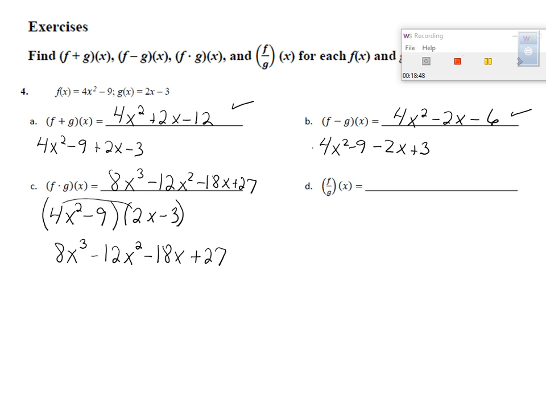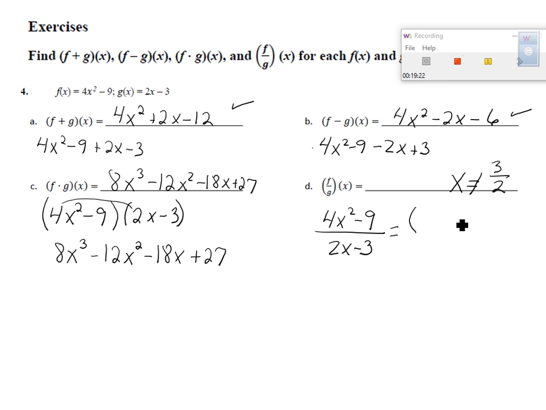Okay. Now the last part, f of x divided by g of x. So I'm going to write down (4x squared minus 9) over (2x minus 3). Let's right away tell the world what we cannot use. So look at your denominator, set it equal to 0, and I'm going to get 3 over 2. Now let's go simplify this.